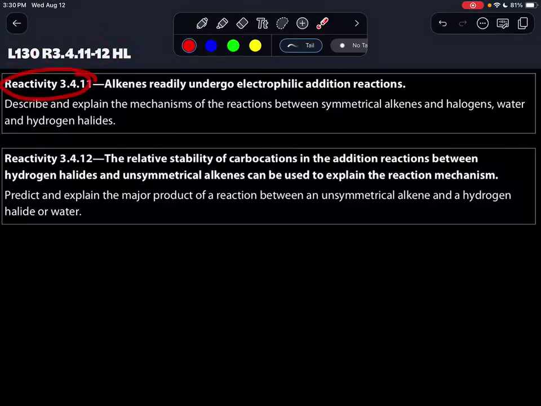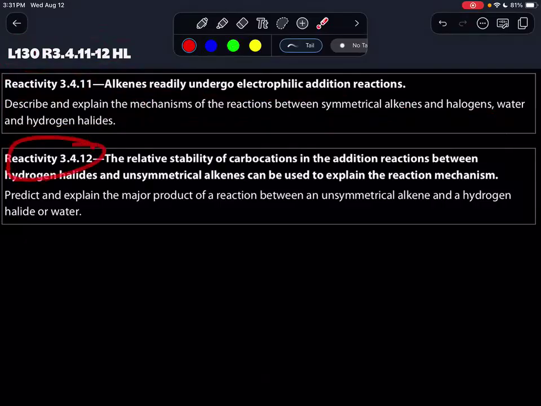In 3.4.11, we're going to discuss how alkenes readily undergo electrophilic addition reactions. We'll describe and explain the mechanisms of reactions between symmetrical alkenes and halogens, water, and hydrogen halides. We learned a little bit about this in halogenation and hydrogenation. Now, with that, we're also going to discuss, or sorry, hydration.